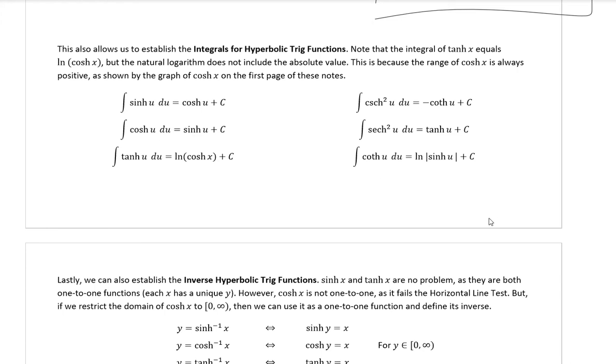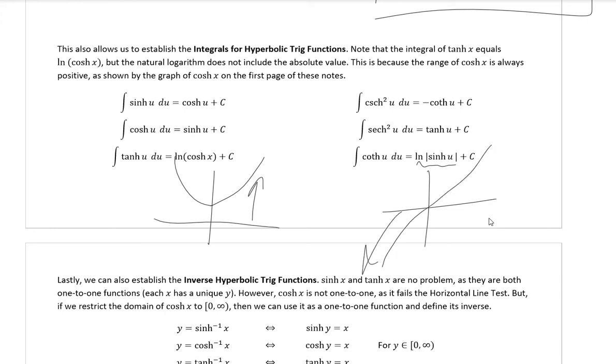Now notice that there are two functions that have natural log, and the reason that only one of these has an absolute value is because if you remember the graph of cosh looks like this. It's always positive anyway, so it doesn't really need to have the absolute value. Whereas the graph of sinh looks like that. So it is sometimes negative, so it does need the absolute value because the inside of a natural log cannot be negative.